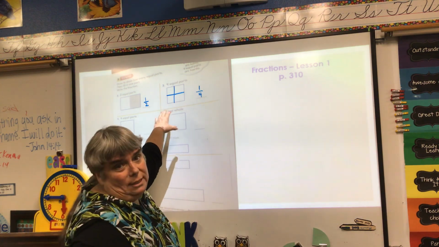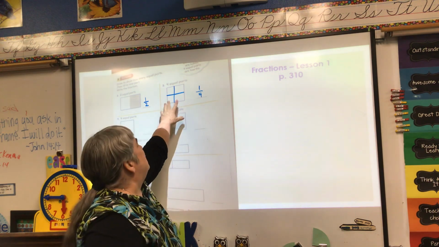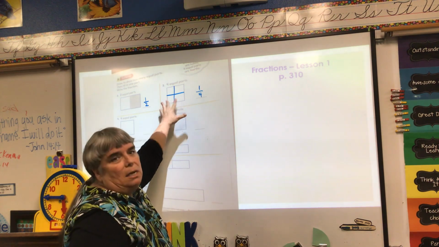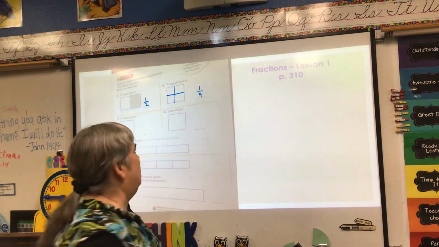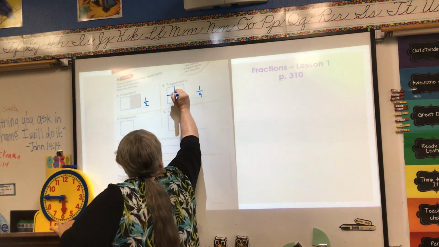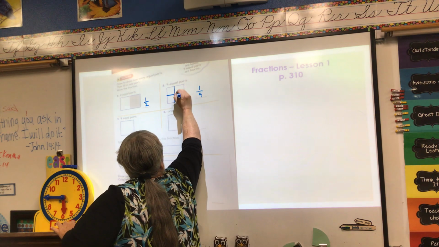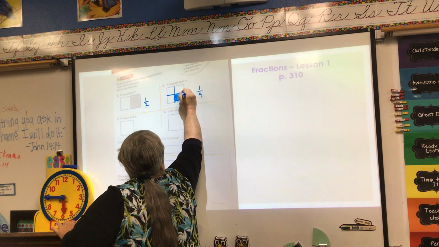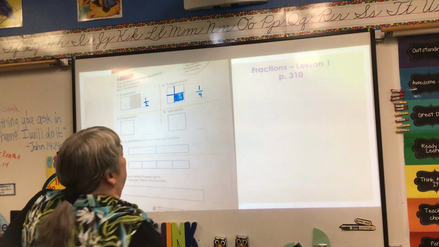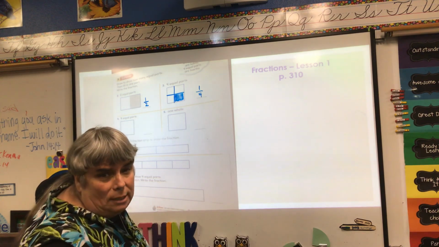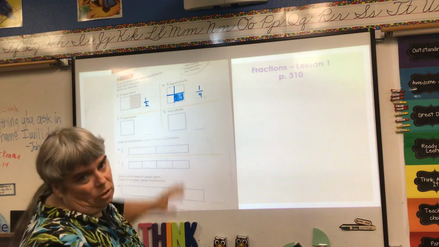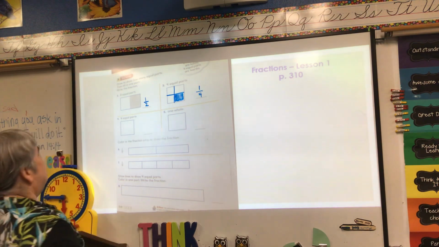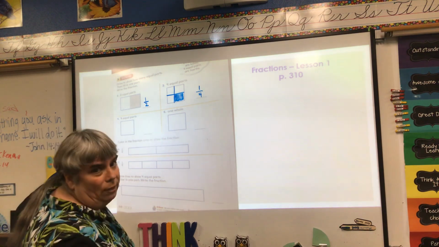And you'll also notice that when I split it, these sections aren't exactly the same. That's okay. We know that I meant they were the same. So I'm going to shade in one section, and that's 1/4. I just wanted to give you guys the example that it doesn't have to be perfect. We know what you're talking about, okay? But do write the fraction on the line.